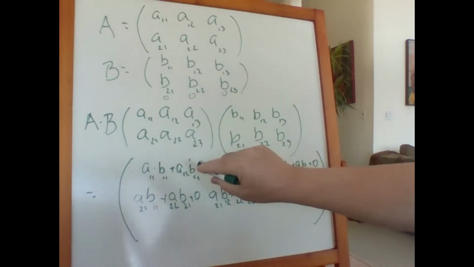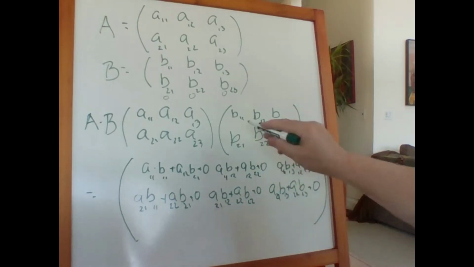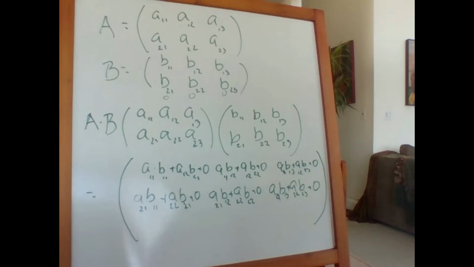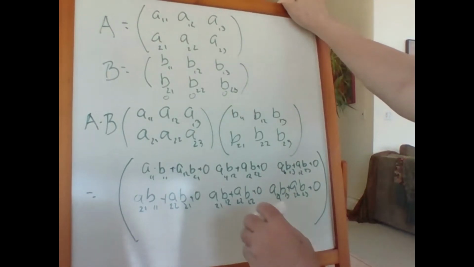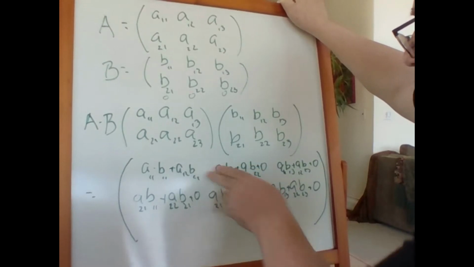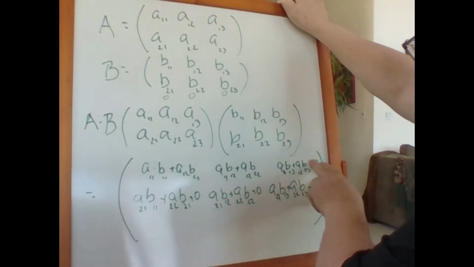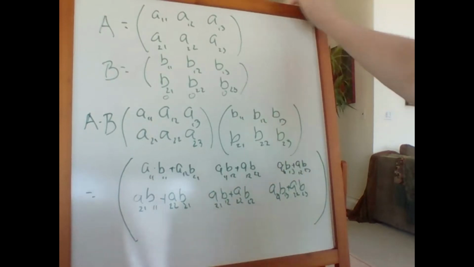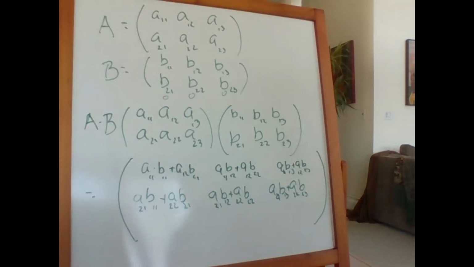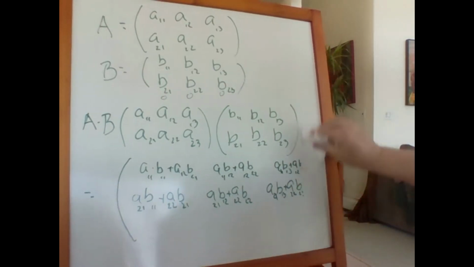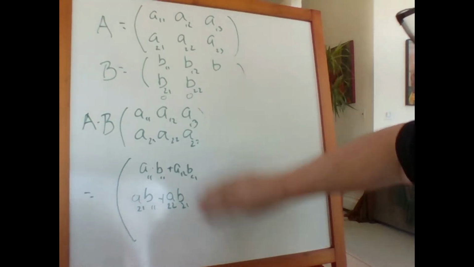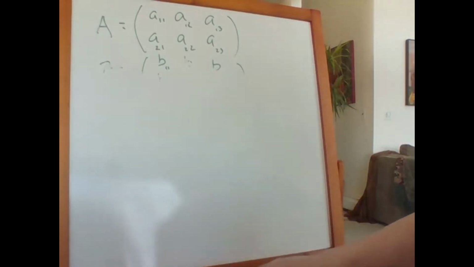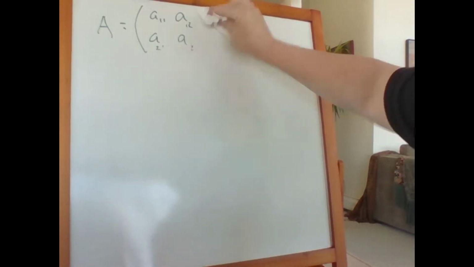And since there are no more rows, we can't multiply anymore. So ultimately, we can forget the zeros, and this would be the final outcome for this matrix. So let's take a look at another circumstance, a practical circumstance.